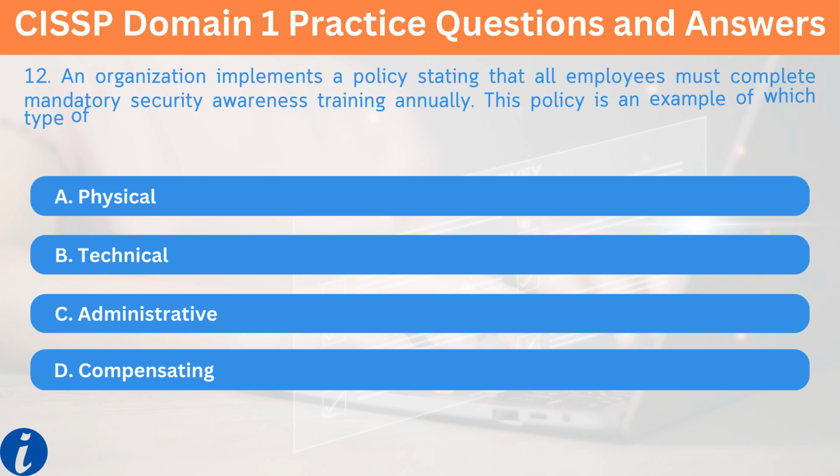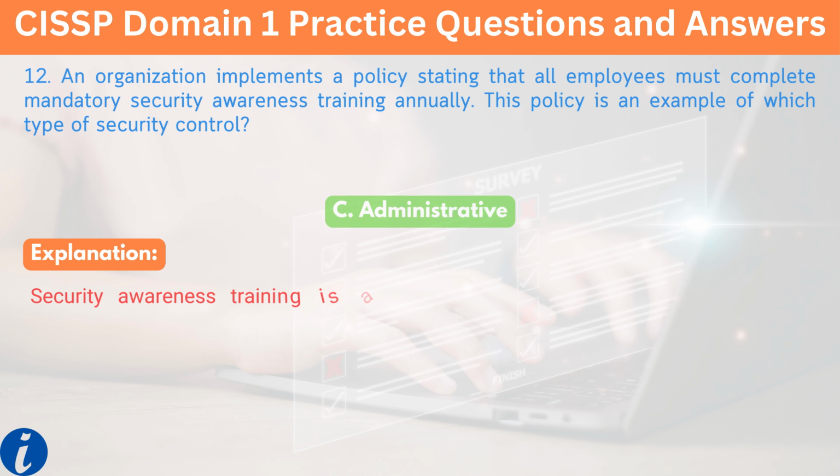12. An organization implements a policy stating that all employees must complete mandatory security awareness training annually. This policy is an example of which type of security control? A. Physical. B. Technical. C. Administrative. D. Compensating. The correct answer is C. Administrative.